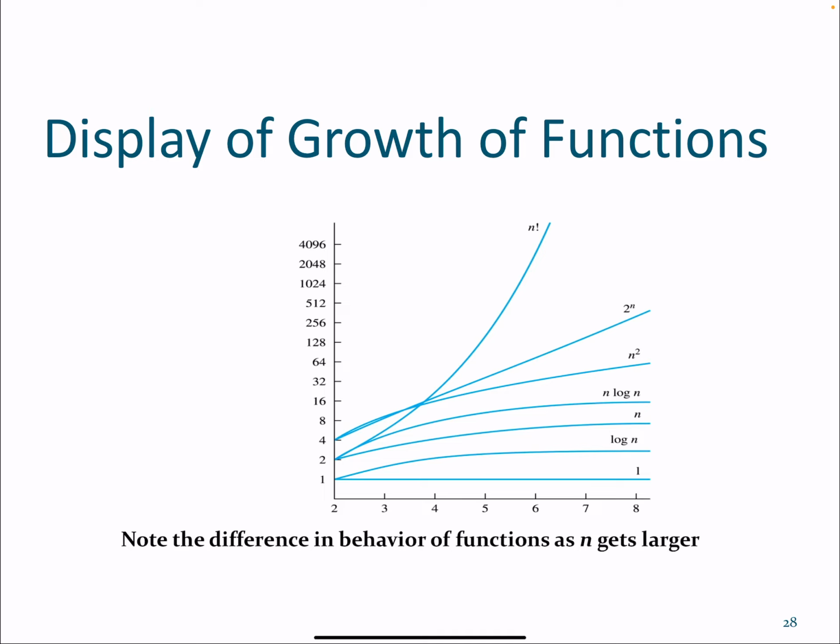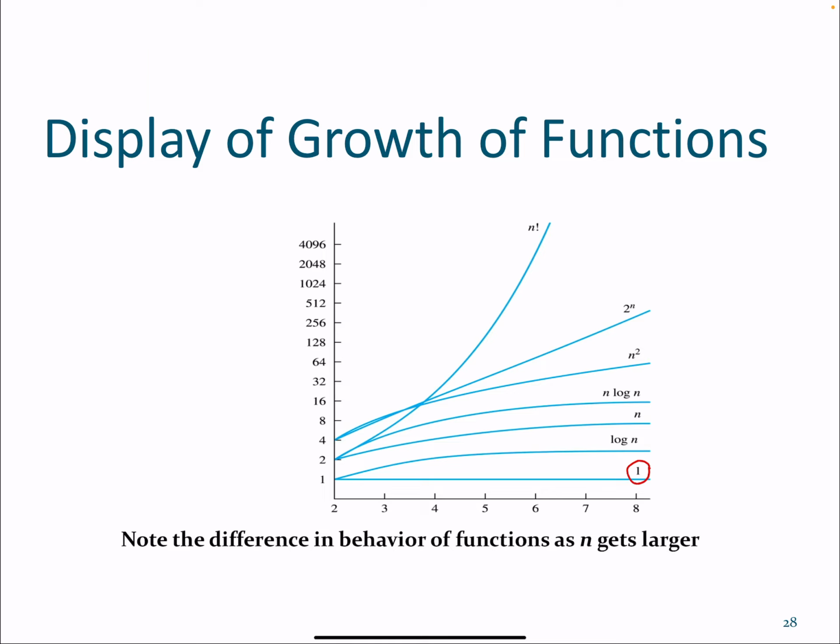Let's look at some common functions, growth of functions. First of all is number 1. Number 1 is representing a constant number. For example, 1, 2, 3, these are all constant functions. So there's no growth for these constant functions.